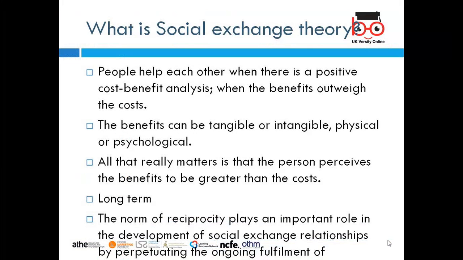Okay, so next we are looking at social exchange theory, which is based on people helping each other when there is a positive cost-benefit analysis. So the organization will help the individual and the individual will help the organization. It is a two-way process, when the benefits outweigh the cost. And the benefit can be tangible or intangible. What is the difference between tangible and intangible? Tangible is something that we can touch and see and smell, and intangible is all the stuff that we cannot see or touch. Good. And the benefit can be tangible, intangible, physical and psychological.